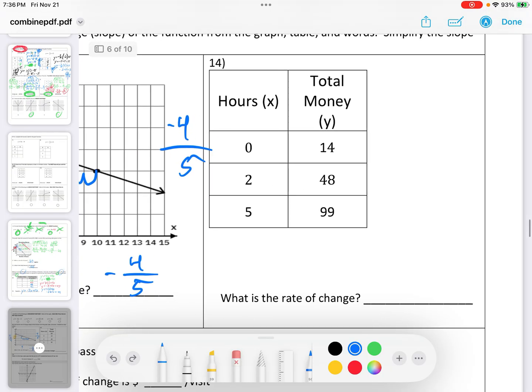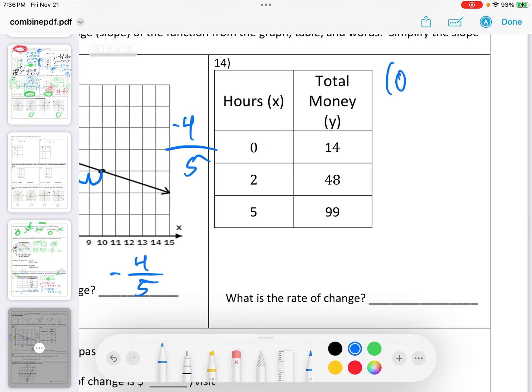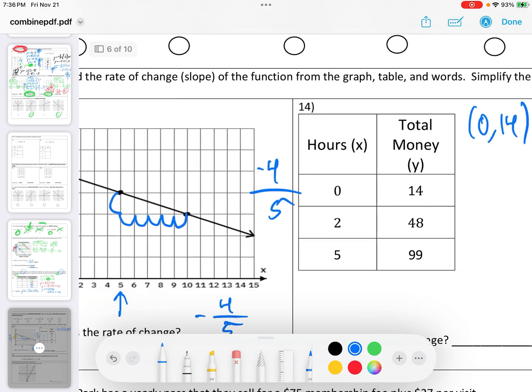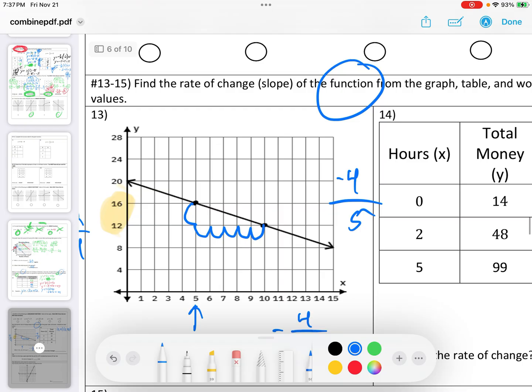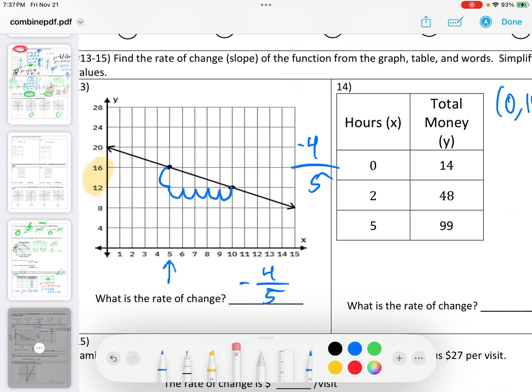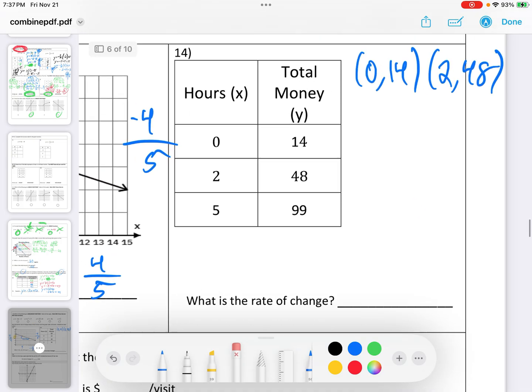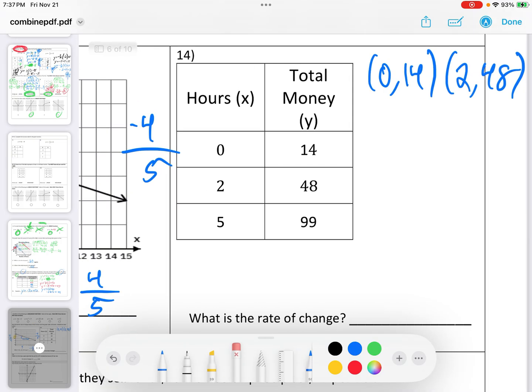Okay, find the slope. 0, 14. Now we only have to do this once because since they told us that this is a function and they said find the slope, there's got to be only one slope. It's not going to be x squared, which would have different slopes. And then we'd have to do some calculus. Yay, calculus.